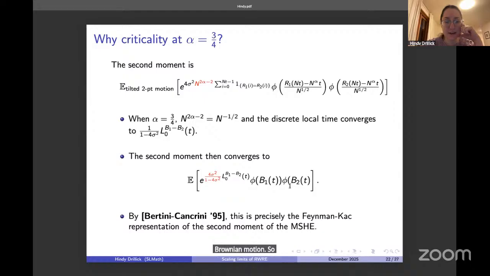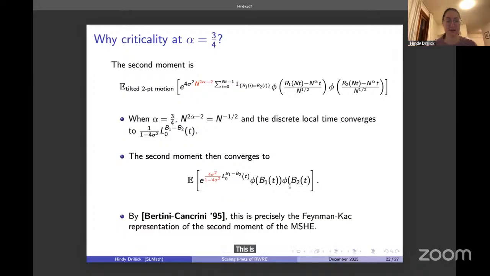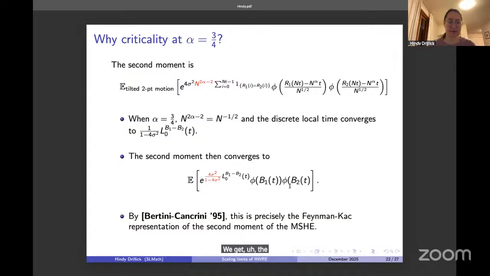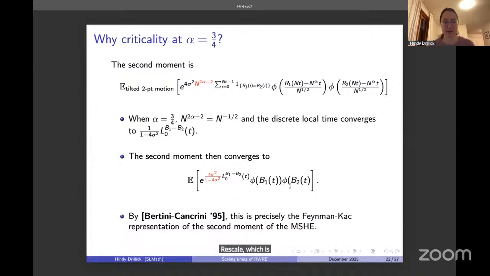So this formula for the second moment is actually the Feynman-Kac representation of the second moment of the multiplicative stochastic heat equation. This is Bertini and Cancrini. So we see here that when alpha equals 3/4, we get the second moment of the multiplicative stochastic heat equation. We also see that if we take a larger alpha, the second moment will blow up. And if we take a smaller alpha, the local time will converge to 0. So then to actually see non-trivial fluctuations, we'll need to recenter and rescale, which is what we saw for the subcritical scaling limits.